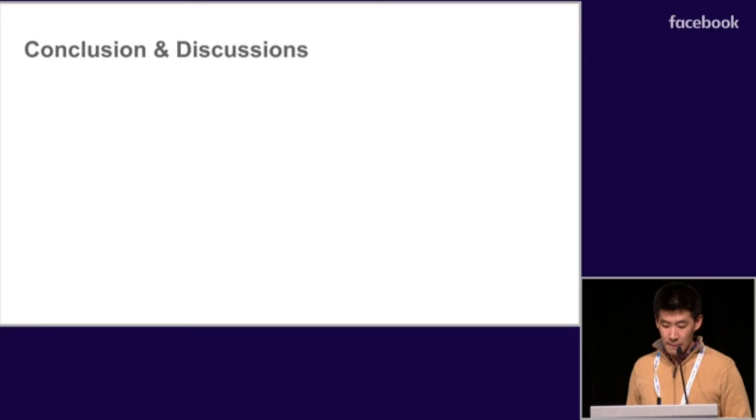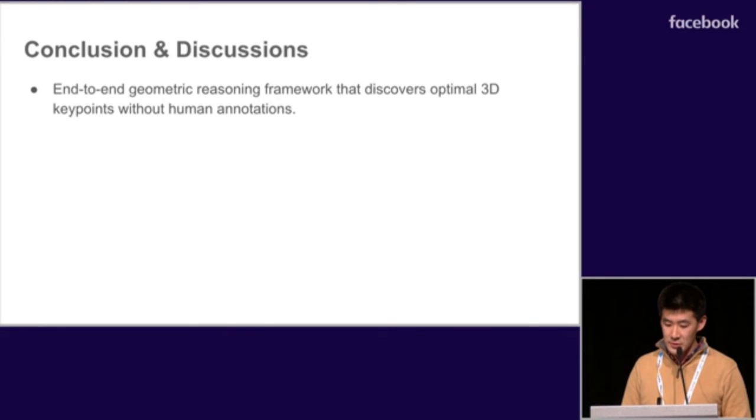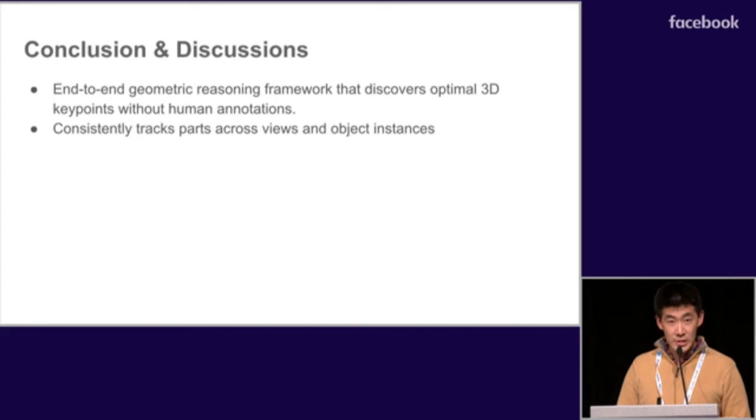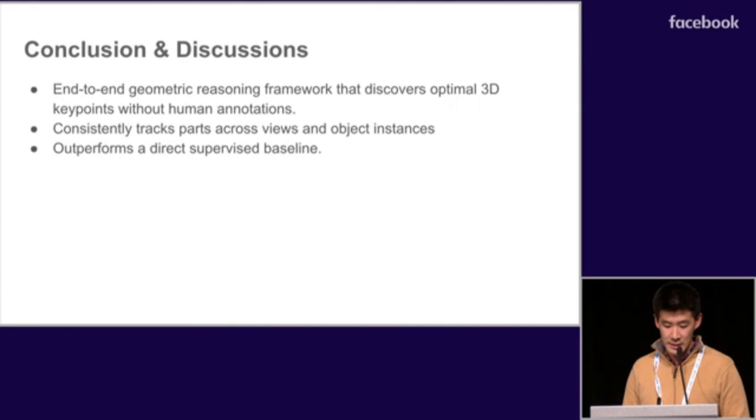To conclude, we explore the possibility of optimizing latent key points through an end-to-end geometric reasoning framework by taking into account the downstream task. Our network predicts semantically consistent key points across viewing angles and object instances, and can outperform a supervised baseline on the task of pose estimation.